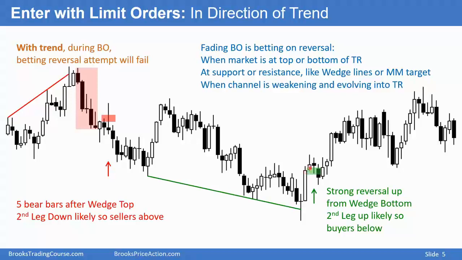Bulls will place a limit order to buy at the low of this bar. They'll get filled here. They'll put their stop down here, betting on at least a small second leg up. They're using a limit order to trade in the direction of a bull trend. Just like the bears who sold here were using a limit order to trade in the direction of a bear trend.